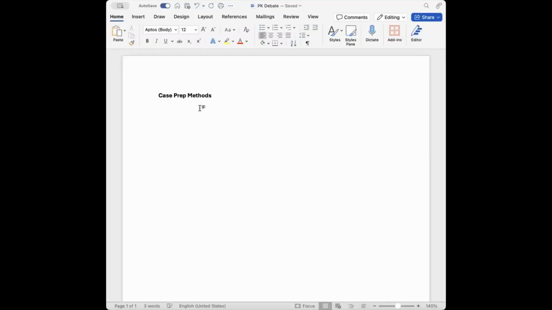Okay, I need your help one more time. Can someone let me know if they can see a Word document which says case prep methods? Yes, we can. Amazing. Thank you. All right, I'm going to slightly enlarge the font here to make sure it's as legible as possible, and then I'll clean up the formatting and send this over in case it's valuable for people.